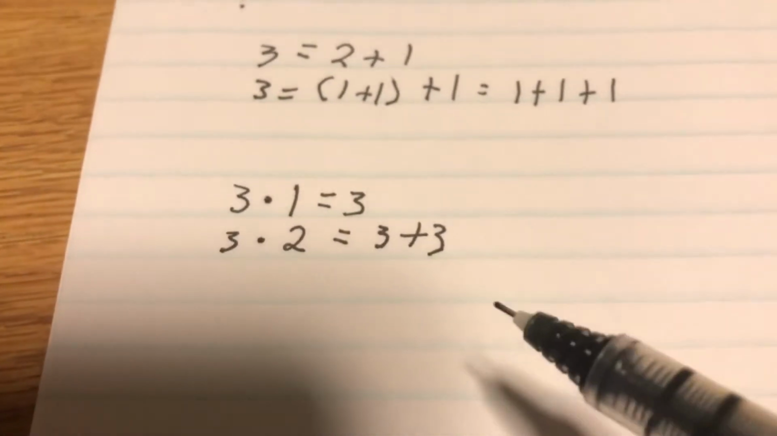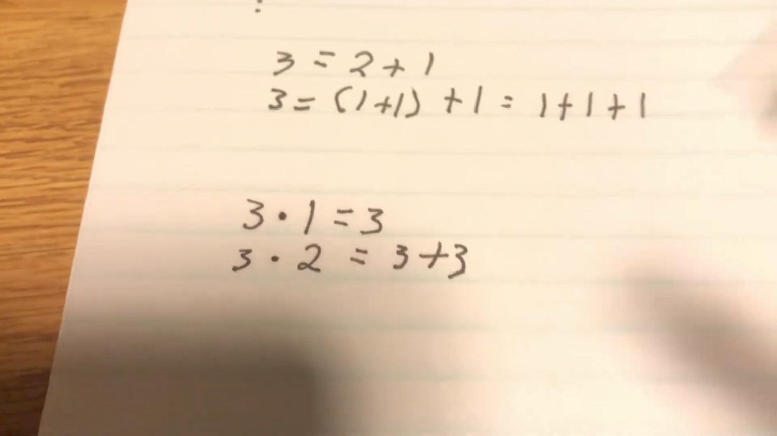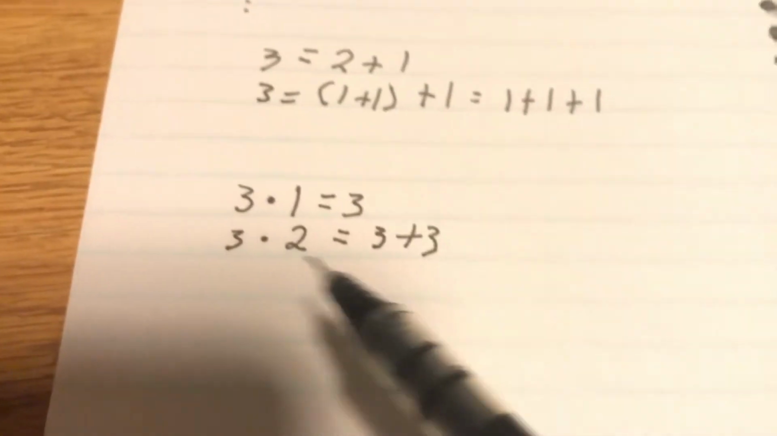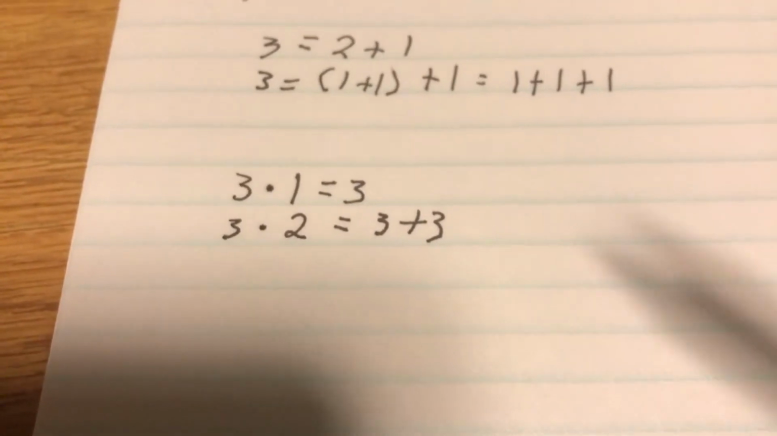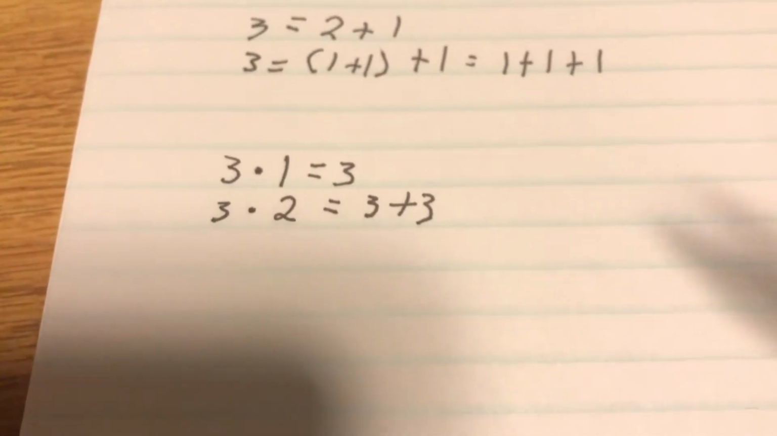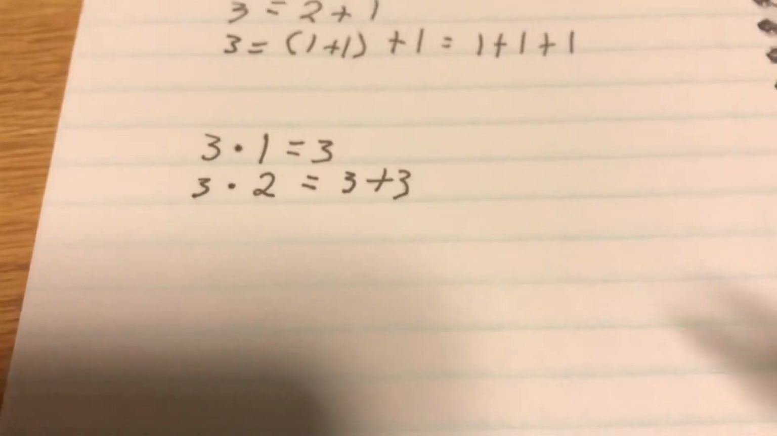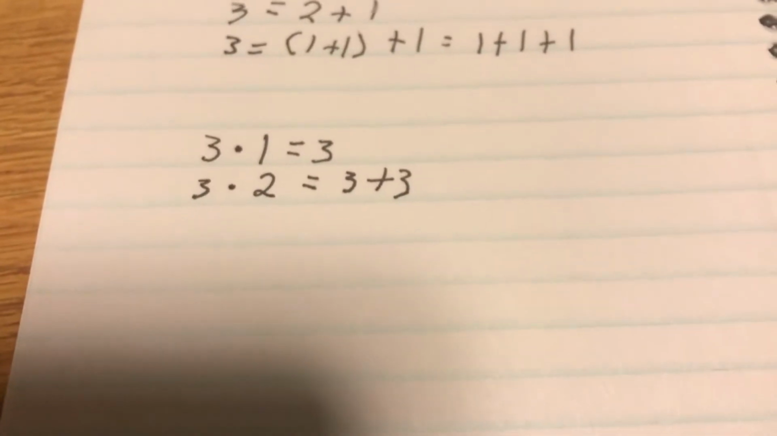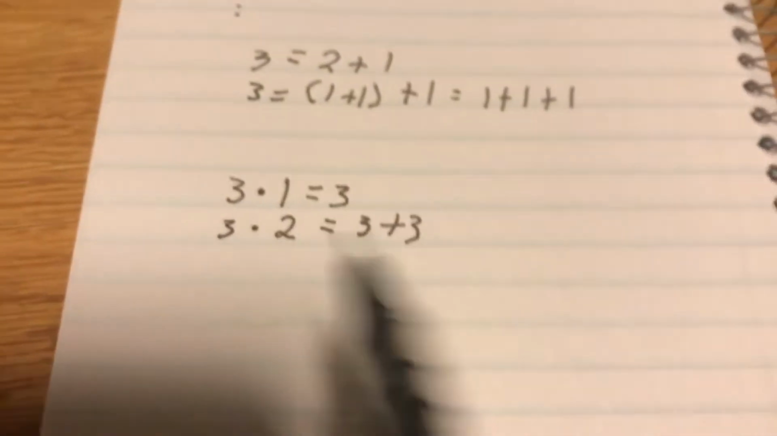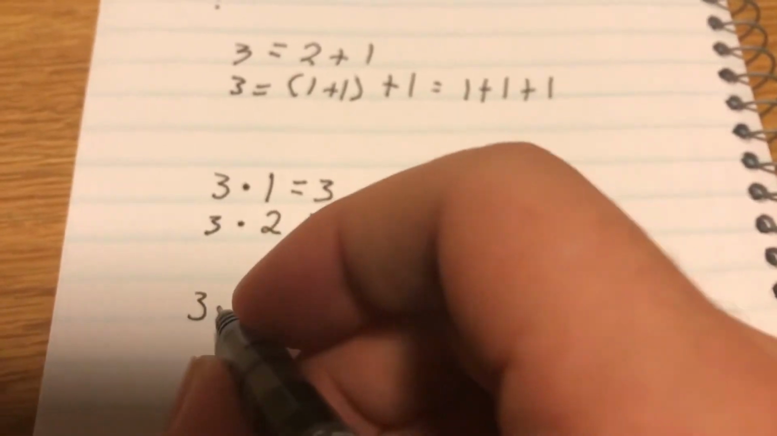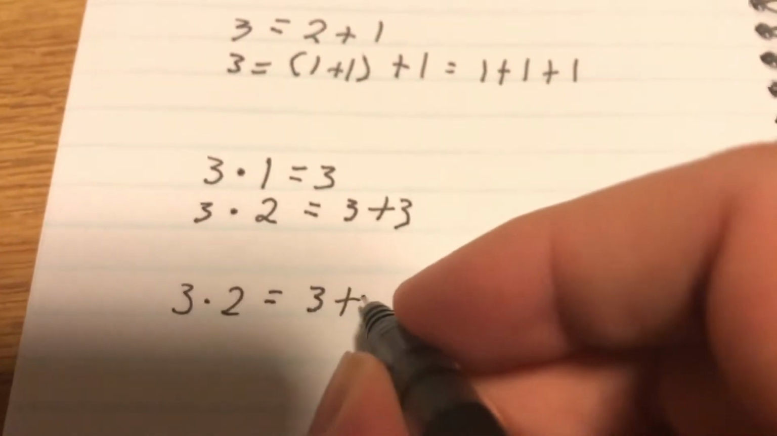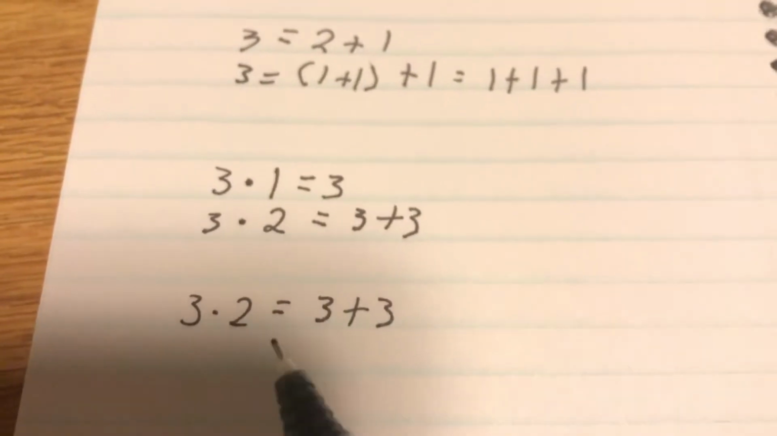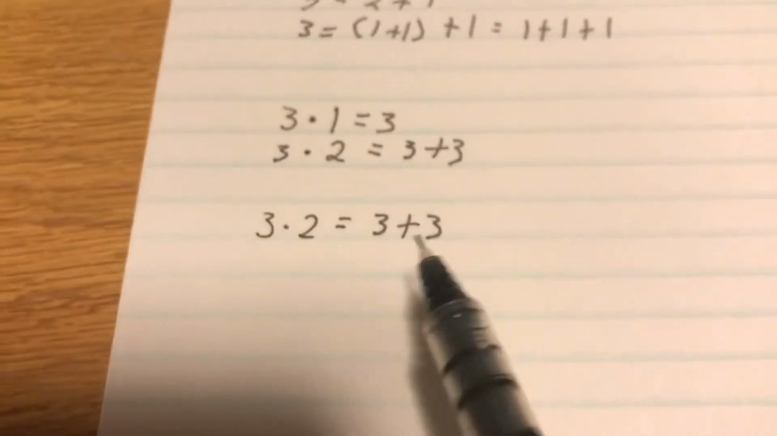So how do we know that 3 plus 3 is 6, which is what we say 3 times 2 is? Well, that's going to be super simple, but I know that there's going to be someone out there who's going to be like, oh, but how do we know? So I'm going to walk you through it, all right? We got that 3 times 2 equals 3 plus 3, because, again, that's how we defined multiplication.